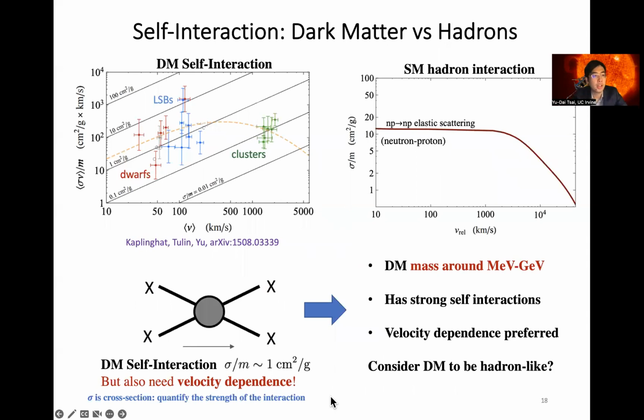So moving on, once you study these more, you find out that the dark matter self-interaction is actually the same strength as the proton-neutron scattering interaction. That is a very interesting observation. And so that's why people consider dark matter, maybe around the mass of MeV to GeV, has strong self-interaction, and also has a velocity dependence, because based on the data, the velocity dependence seems to be preferred. So maybe that tells us we should consider dark matter to be hadron-like.